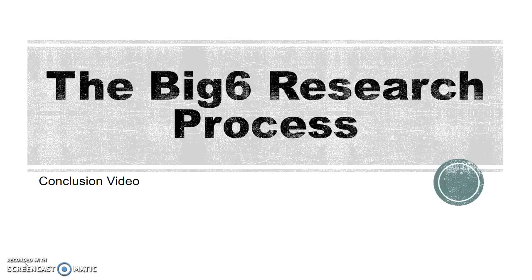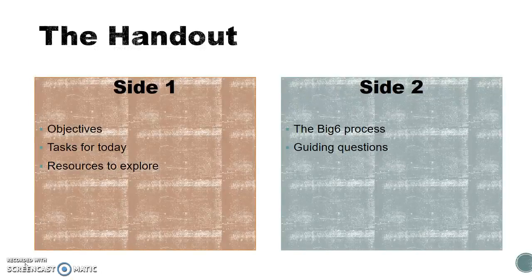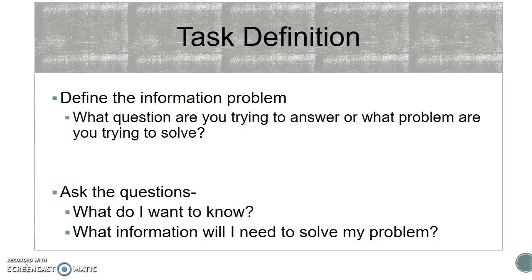Side 1 of the handout states your objectives, lists your tasks for today, and provides you with some resources to explore in order to become more familiar with the Big Six model. Side 2 provides you with a summary of the Big Six and reminds you of some questions that you should ask yourself during each step of your research. Let's now take a look at side 2 of the handout.